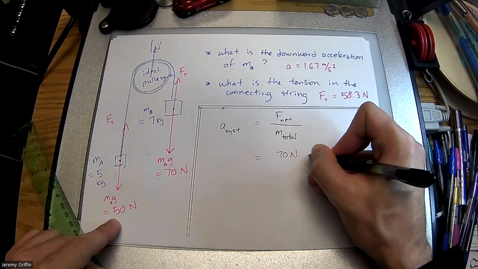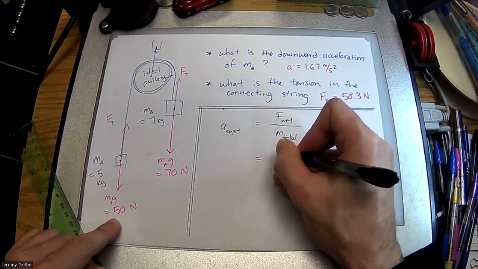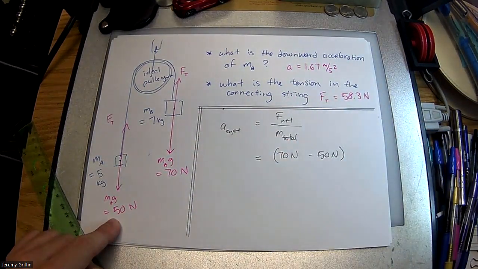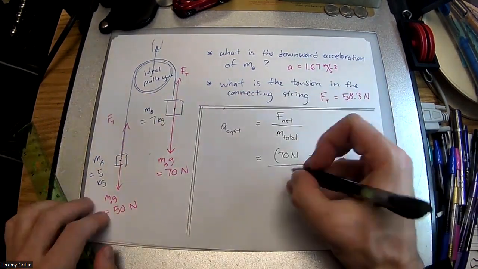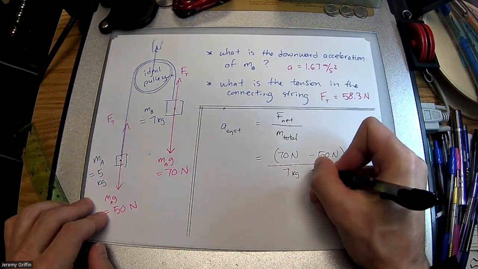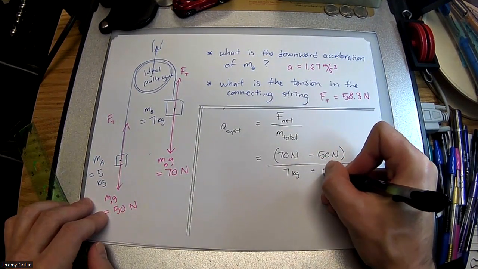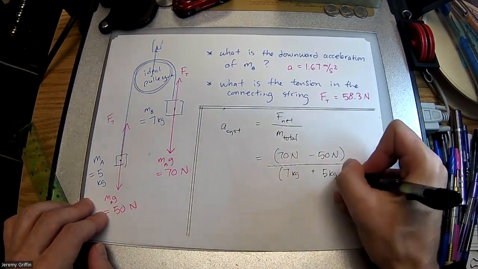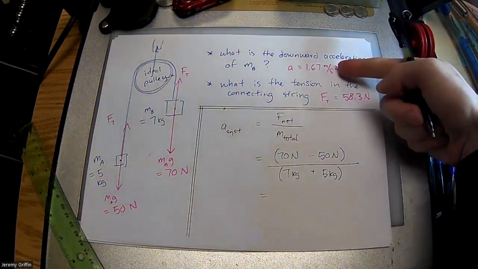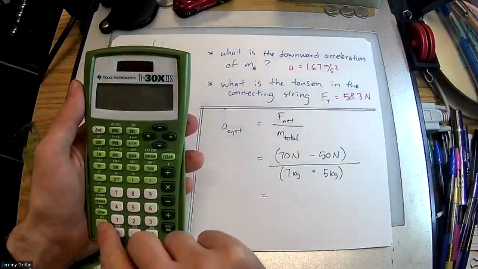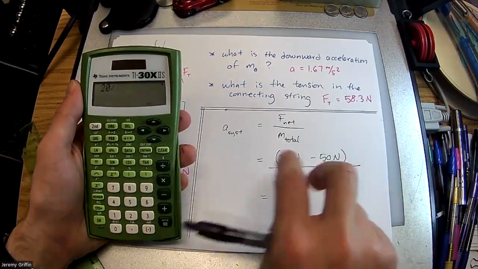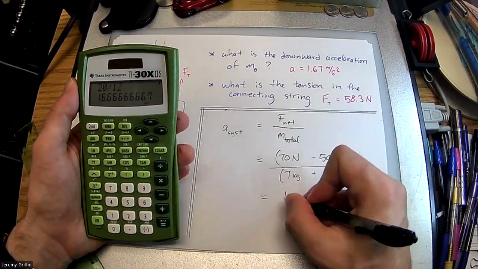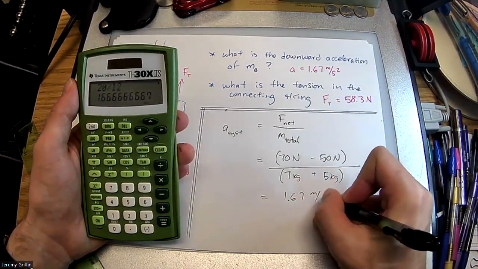70 newtons saying let's go clockwise, 50 newtons saying let's go counterclockwise. There's your net external force, right? Moving how much mass? Yeah, 12 kilograms, right? So this should give us this value right here. See if it does. So 70 minus 50 is 20 newtons net force acting on 12 kilograms. Yeah, 1.67 meters per second squared.